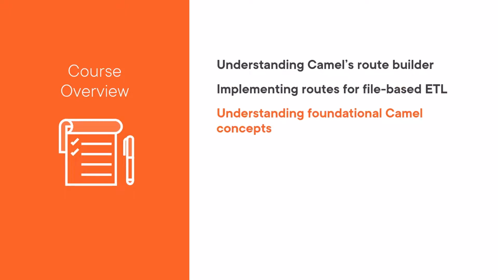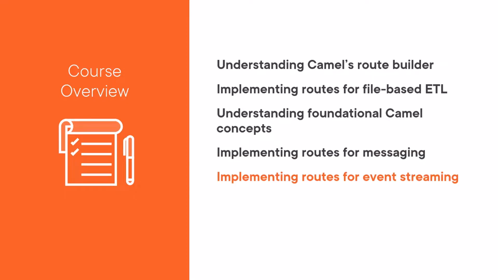You'll expand past route building as I'll cover additional Camel concepts like asynchronous processing, circuit breakers, retries, and error handling. Next, I'll cover routing that supports messaging between microservices, where I'll apply many of the concepts that you just learned. In the next two modules, I plan to cover Camel products that are relatively new to the framework. I'll demonstrate implementing routes for event streaming using Kafka. Then I'll finish the course by demonstrating how routes can be deployed serverless on Kubernetes.